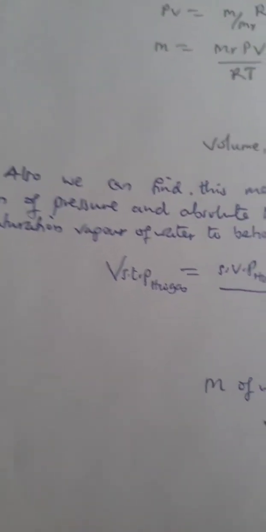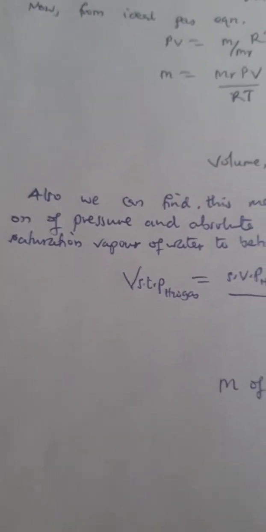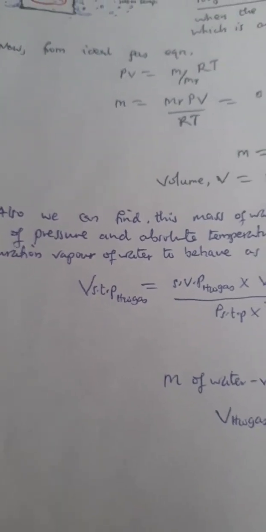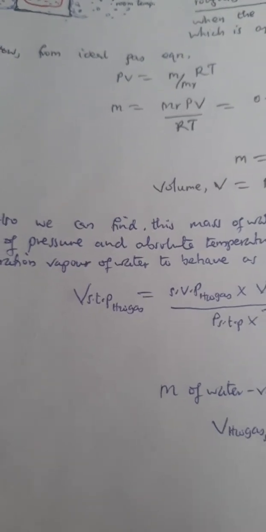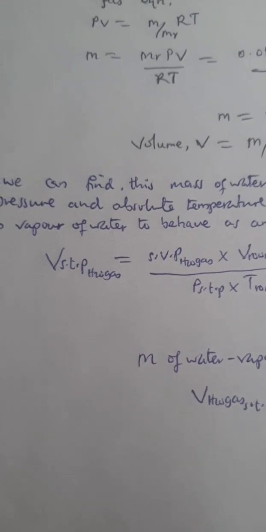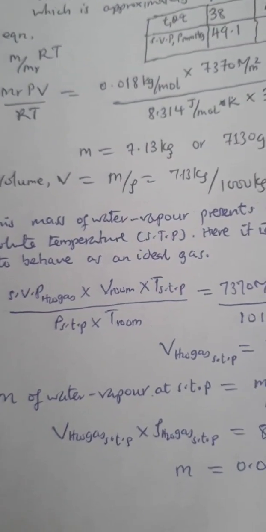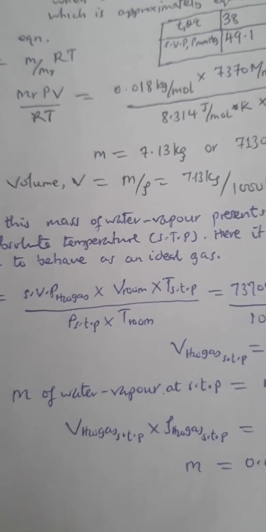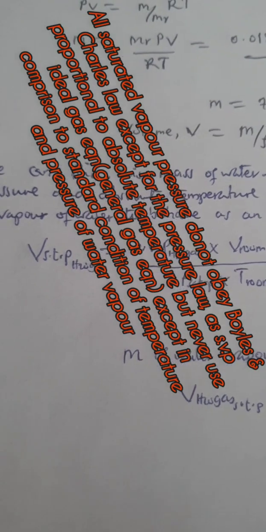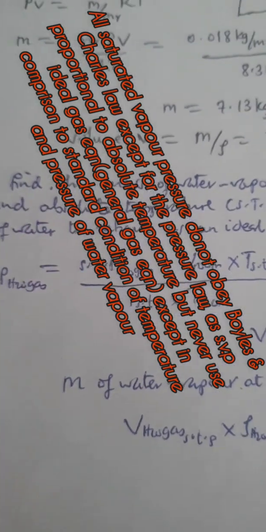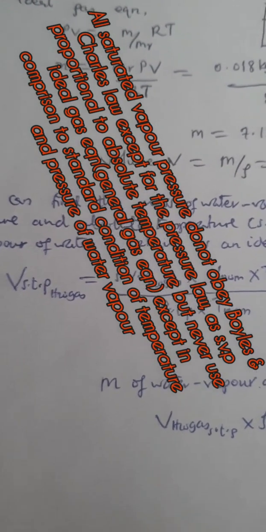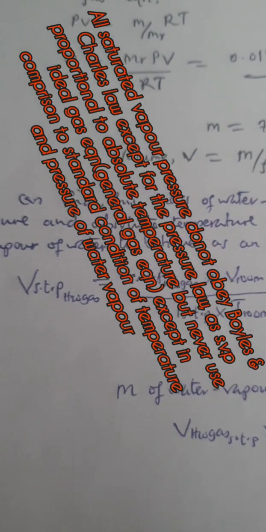It is better to also use this second approach to find the volume or the mass of water vapor condensed or present in a given volume of air. Now we use the ideal gas equation in reference to standard temperature and pressure. When we use these two conditions, our saturation vapor pressure will assume it perfectly obeys the ideal gas equation.